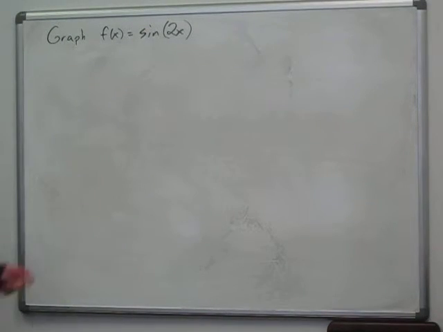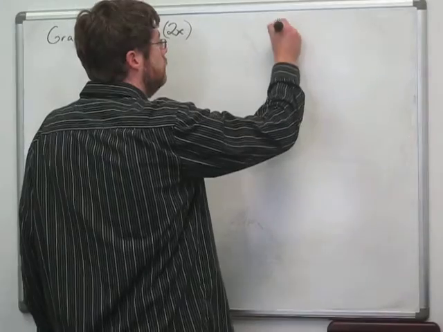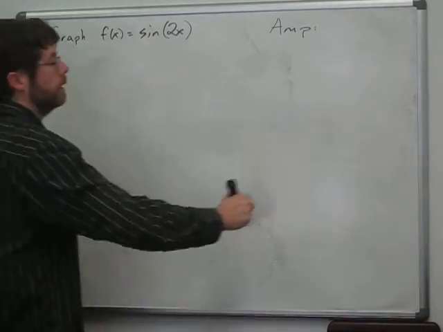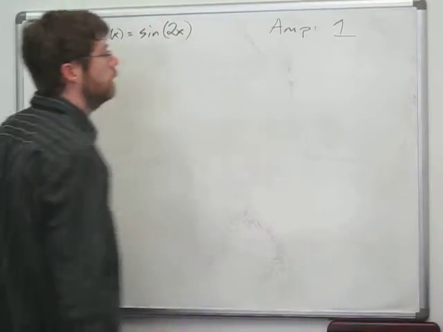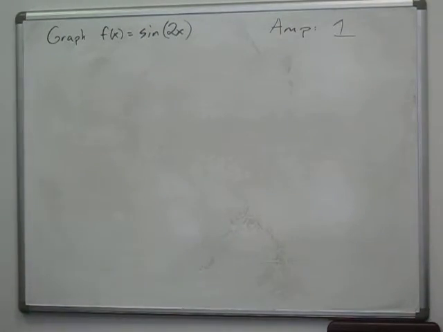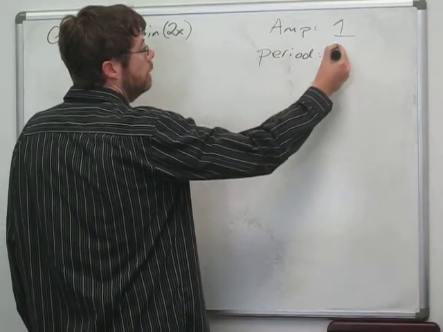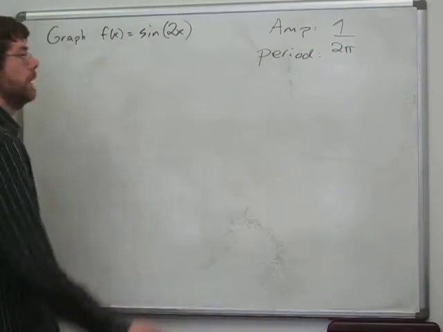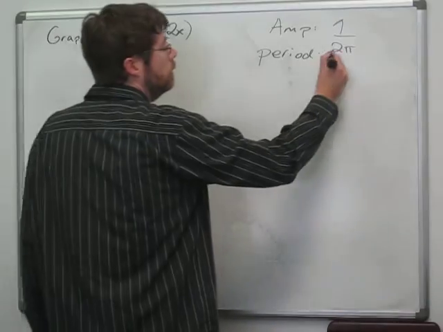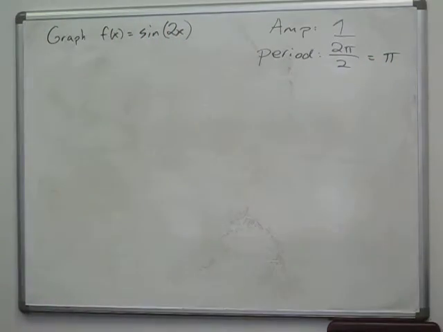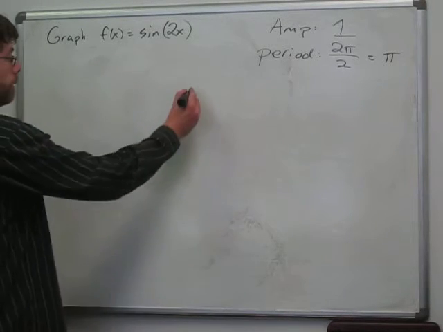Okay. The amplitude, right? We're not multiplying by anything out front, so the amplitude is 1. But the period is going to be 2 pi over 2, which is equal to pi. So the period for this sine function is only pi instead of 2 pi.